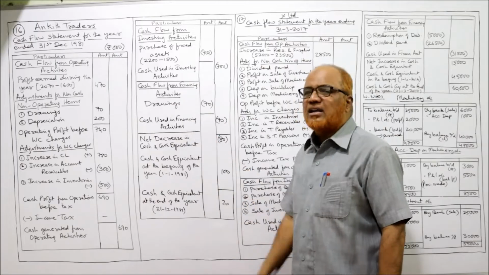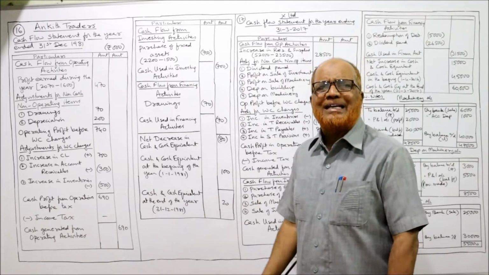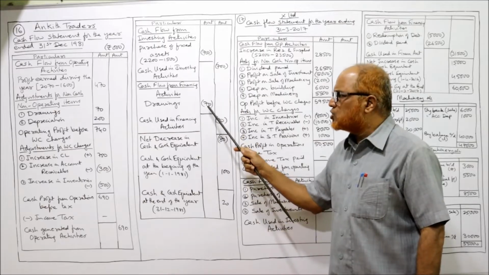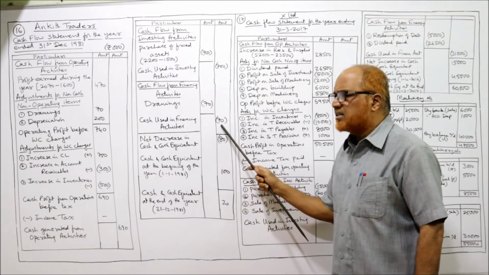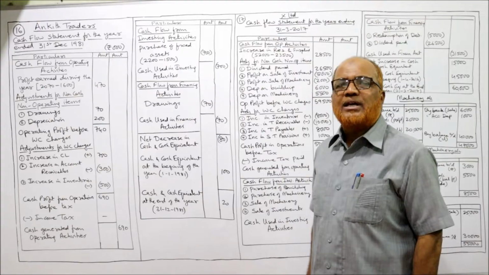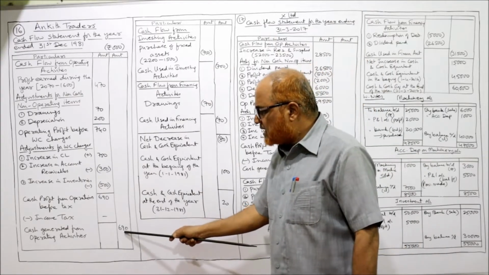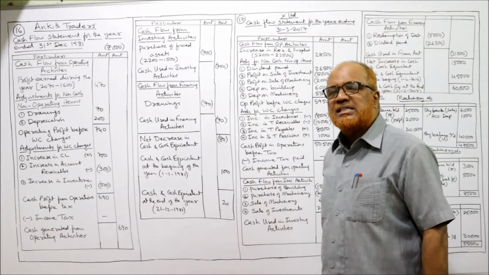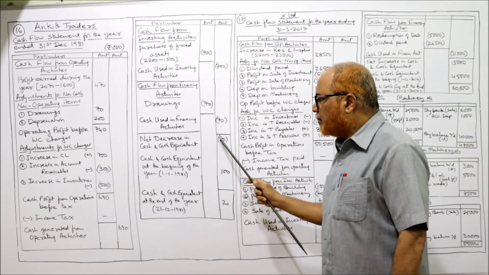Now cash flow from financing activity, only one, drawings, 70,000. So 3 zeros omitted, 70. Cash used in financing activity, 70. Over. Now take the total in the second column. 690 minus 700 minus 70. You will get minus 80. You are getting minus 80.